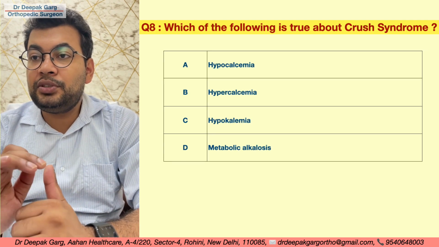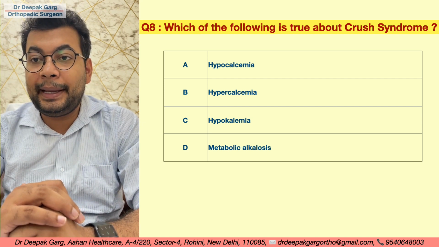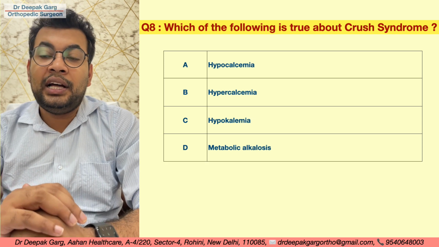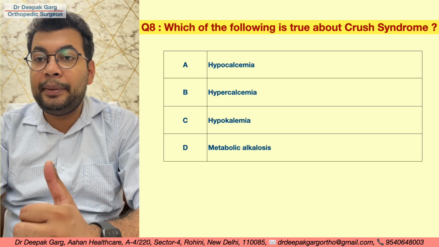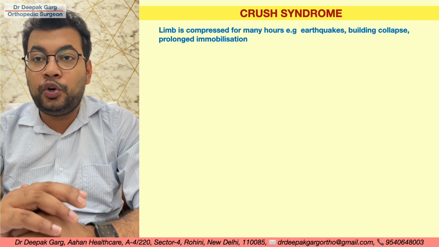Which of the following is true about Crush syndrome? Hyperkalemia, hypercalcemia, hypokalemia, metabolic alkalosis. So the answer in this case is A, hypocalcemia. Let's look at the details. So now what is Crush syndrome?